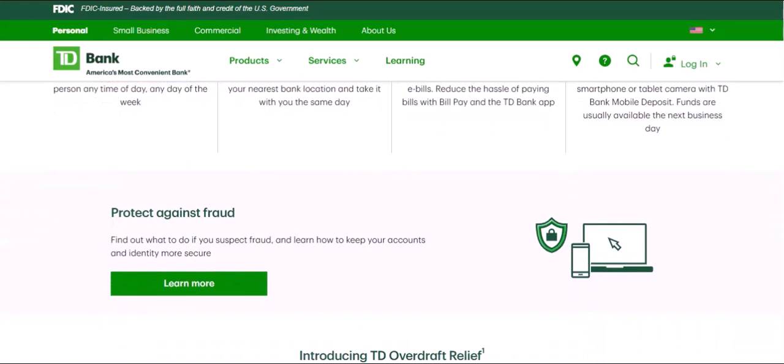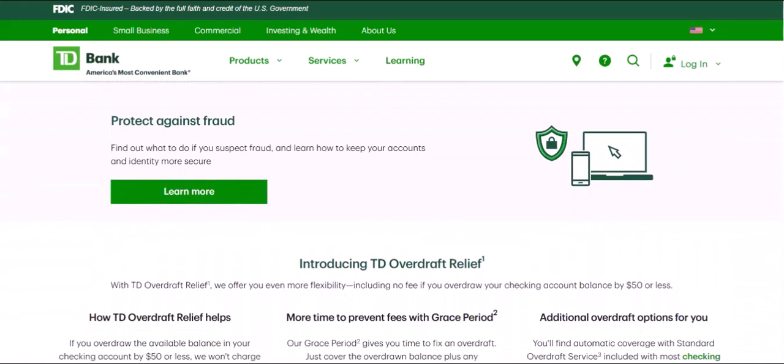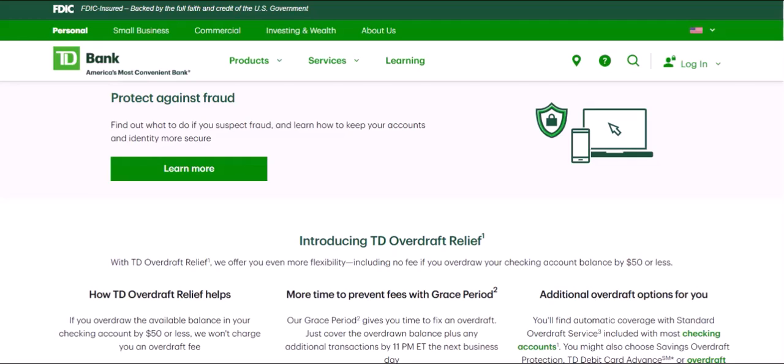How to make the deposit. TD offers several convenient ways to deposit US dollars. In branch: the most common and often easiest way is to visit a TD branch. A teller can assist you with your deposit, whether it's cash or a check.